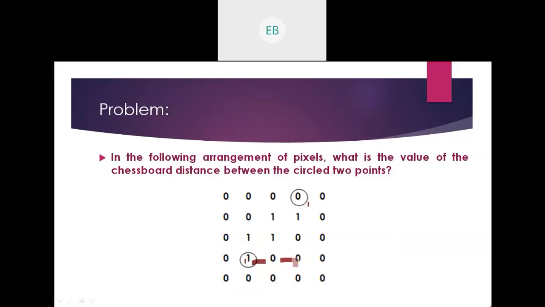You said from 1 to 0, 0 to 0, the distance is 2. From 0 to 0, from 0 to 1 and 1 to 1, the total distance is 3. Since we want to calculate the chessboard distance, this is the max of both distances, 2 and 3, so you are taking the maximum as 3. So the answer is 3, right? Did everyone get the answer as 3?